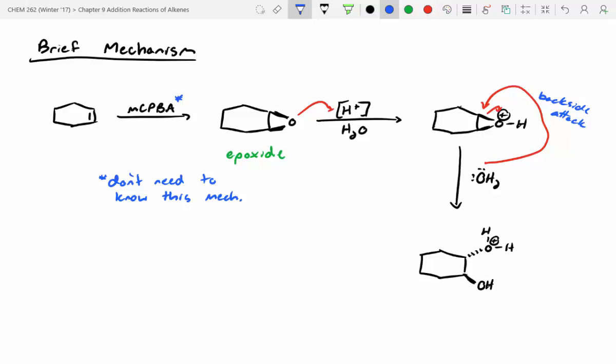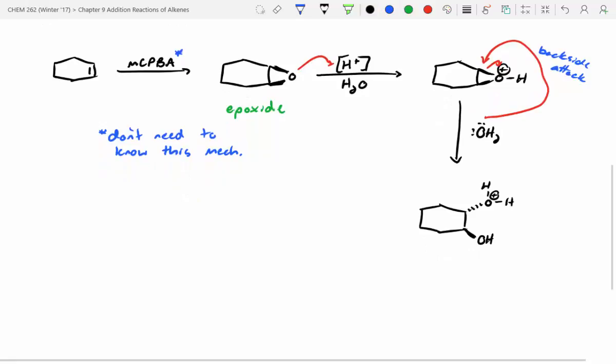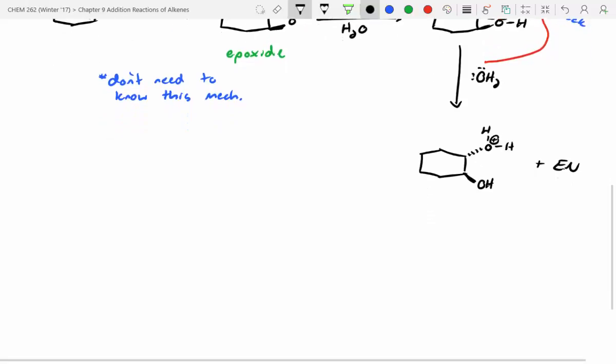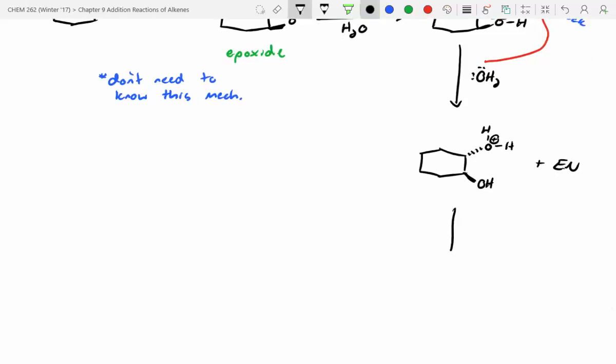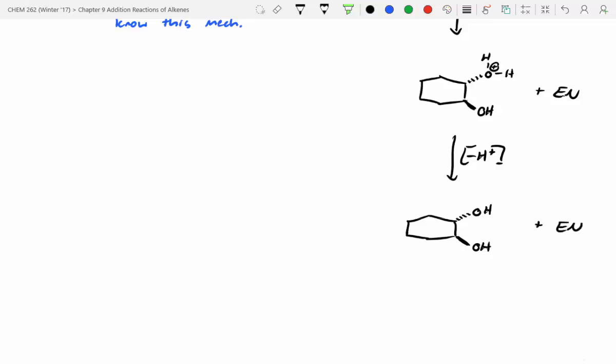This is really similar to the anti-addition that we saw with the halohydrin reaction in the halogenation. And in this case, it could attack from either side, so we could get two different products out. So I'll just write plus En for our enantiomer. And then what do you think the last step's going to be? Deprotonation. Yeah, deprotonation. Always. So don't forget your proton transfer at the very end. And there we go. We've made our own diol out of this.